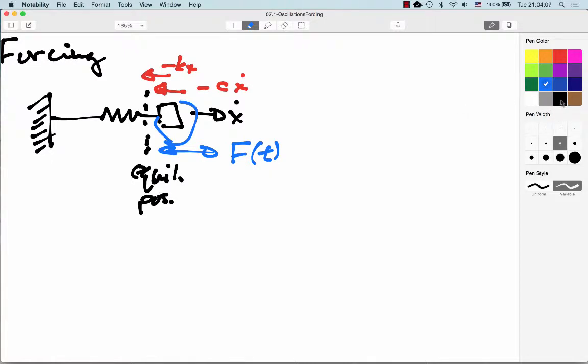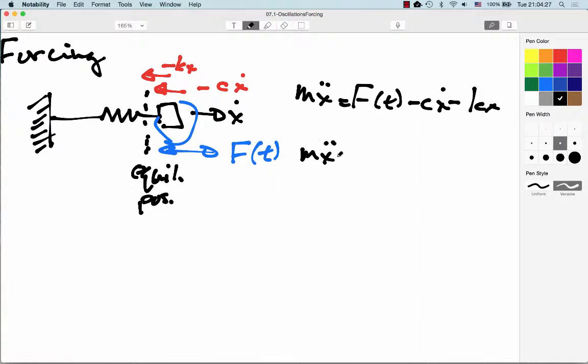So we'll again start by coming up with the equation of motion. M x double dot will equal this force, whatever it is, and then we still have minus C x dot minus K x. And we can go ahead and work this into standard form. So we'll have M x double dot plus C x dot plus K x equals f of t.